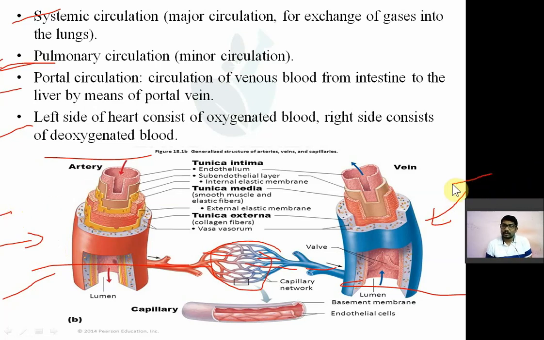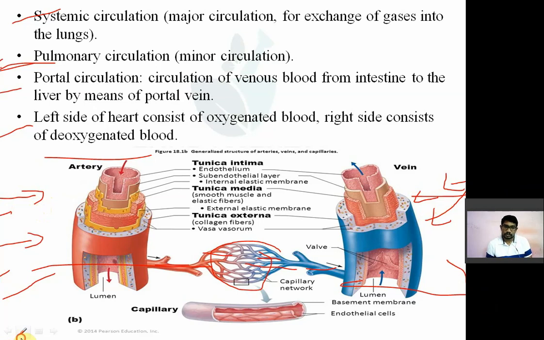Veins will carry deoxygenated blood from various parts of your body to the heart. So remember, arteries will carry blood away from the heart and towards the tissue, but veins will carry blood away from the tissues and towards the heart. Veins carry blood towards the heart, arteries carry blood towards the different tissues.